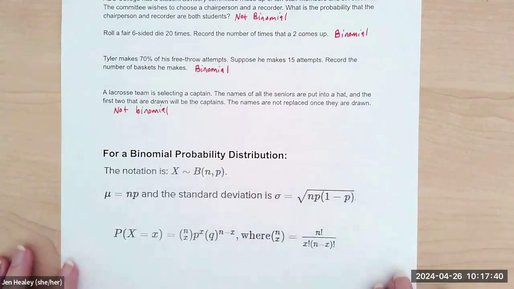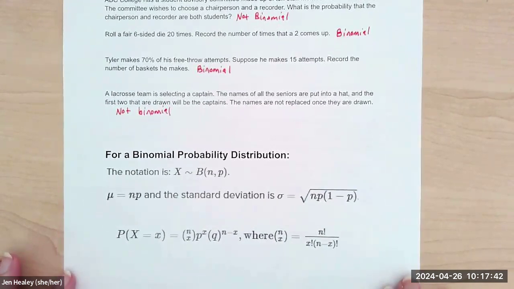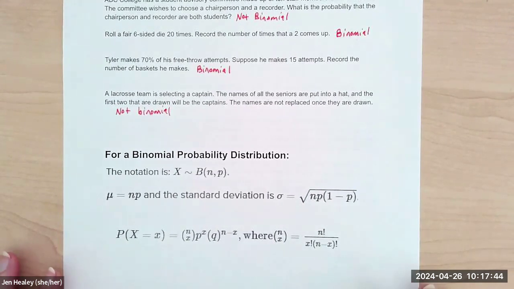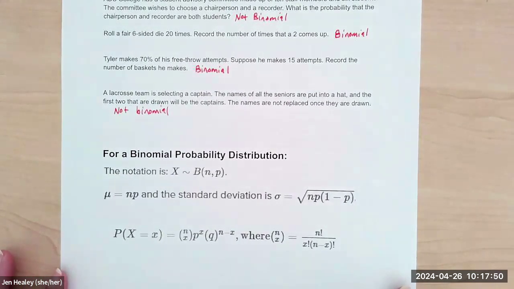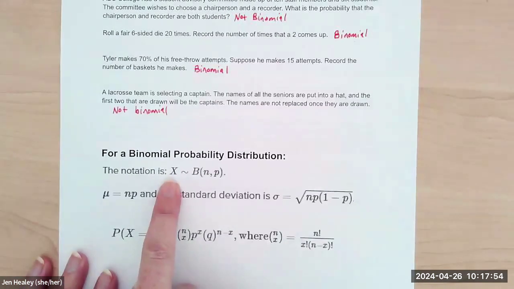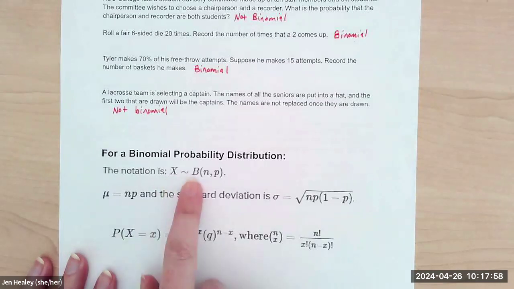For now, here's some notation. If it's a binomial problem and they ask you to write the distribution using the proper notation, that usually freaks people out and they're like, what does that mean? It literally means you're going to put a big X that's standing for your random discrete variable. You're going to put this little squiggly thing. I'm sure it has a name. I haven't looked it up.